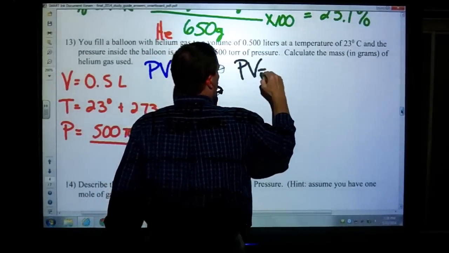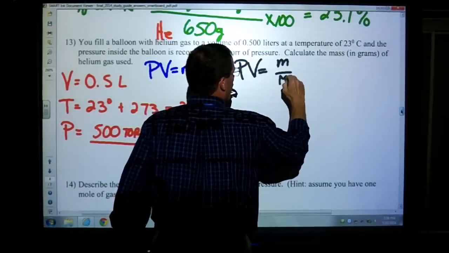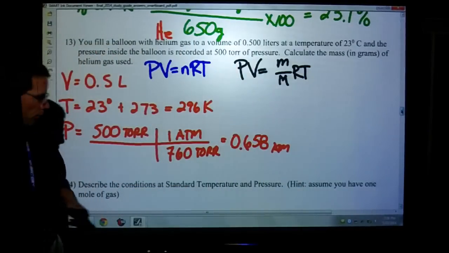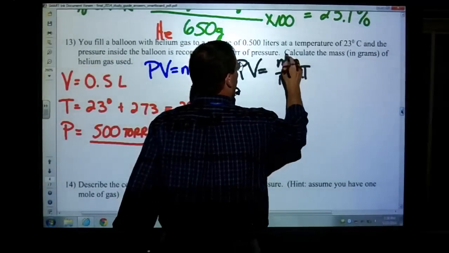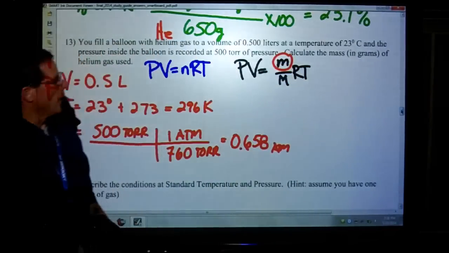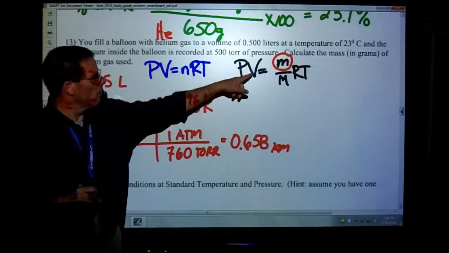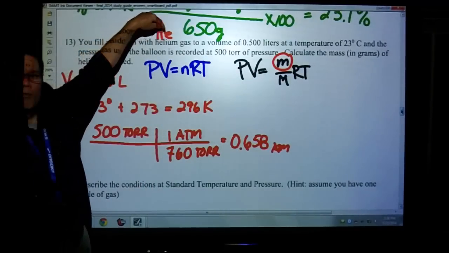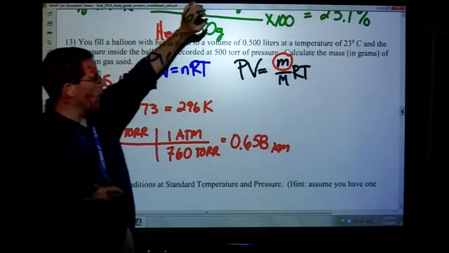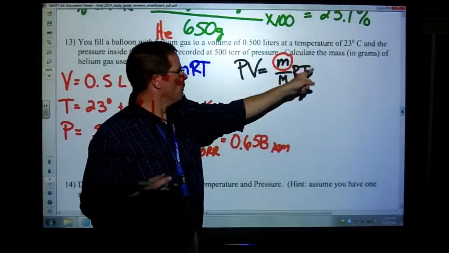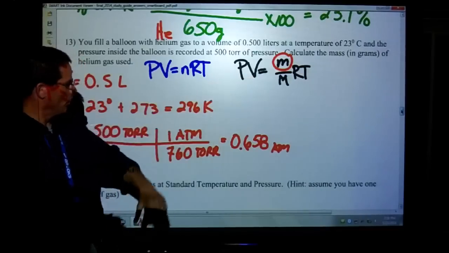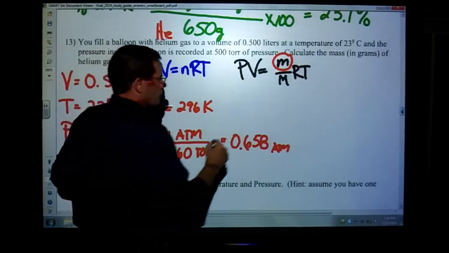Now, I really like being able to change PV equals nRT into this equation, where I have PV equals little m over big M RT. So if I'm calculating for the mass, what I'm really looking for is this. And I know my pressure right there, my volume right here, my molar mass, well, it's helium, so that's 4.00 grams per mole. My R is R, my T is my temperature. So all I have to do is rearrange this and plug these values in.